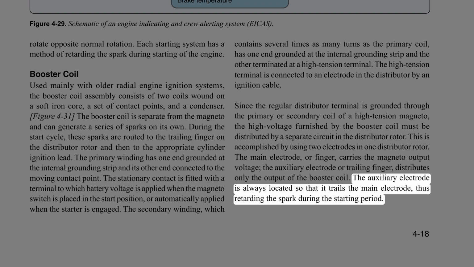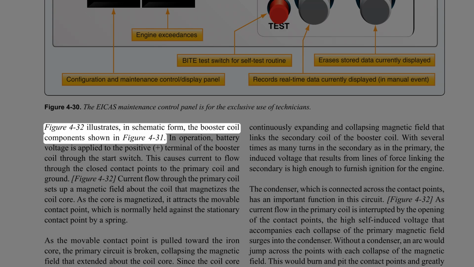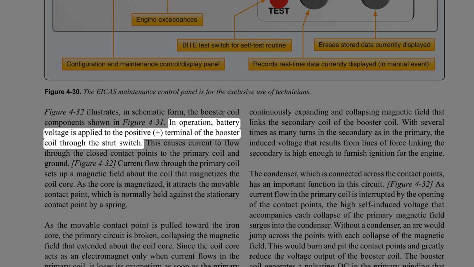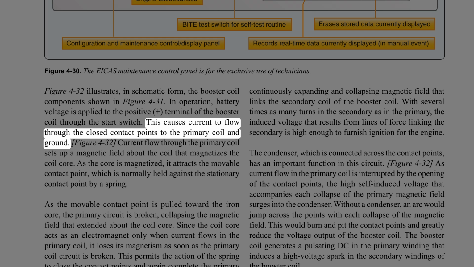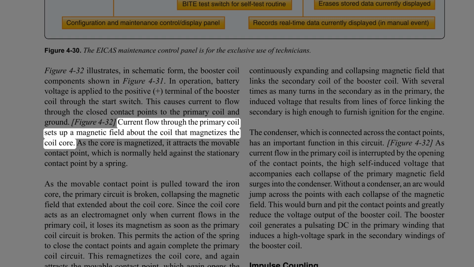The auxiliary electrode is always located so that it trails the main electrode, thus retarding the spark during the starting period. Figure 4-32 illustrates, in schematic form, the booster coil components shown in Figure 4-31. In operation, battery voltage is applied to the positive, plus, terminal of the booster coil through the start switch. This causes current to flow through the closed contact points to the primary coil and ground. Current flow through the primary coil sets up a magnetic field about the coil that magnetizes the coil core.